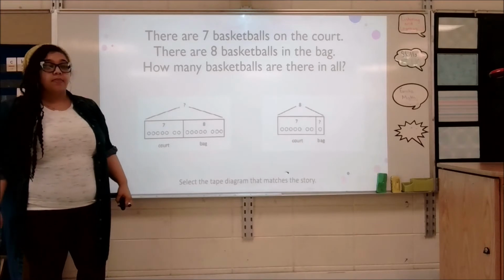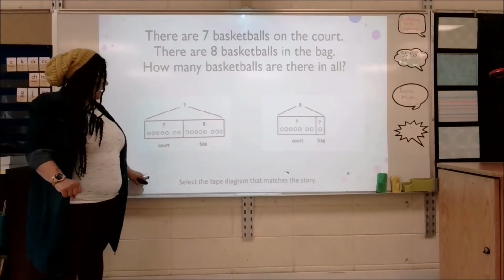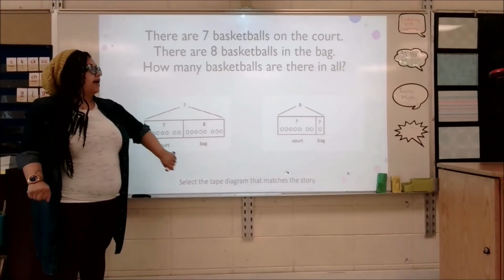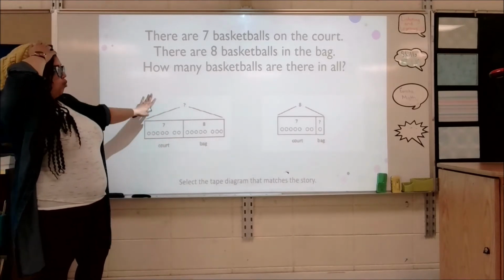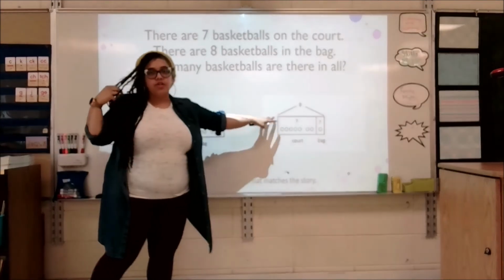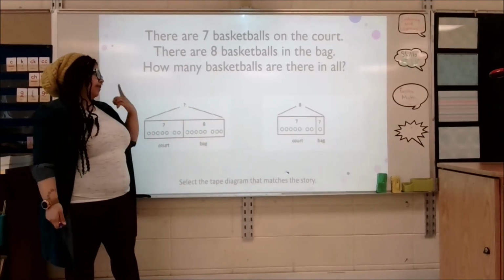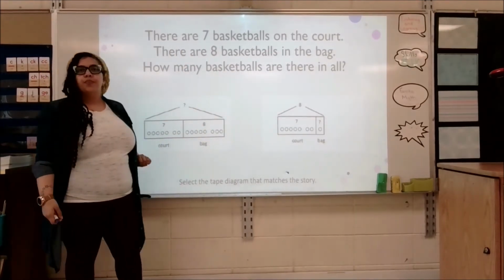Listen to the story once more. There are 7 basketballs on the court. There are 8 basketballs in the bag. How many basketballs are there in all? Which of these pictures matches this story? Picture 1 or picture 2?